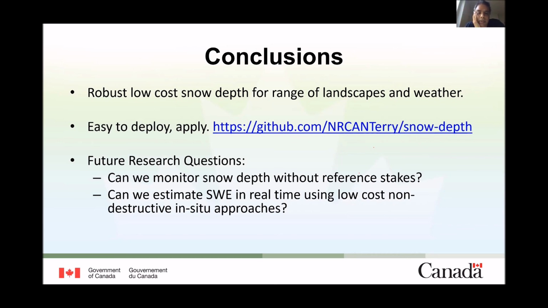The last question is a challenge. Can you estimate SWE using such camera systems? And I will leave this as a challenge, but I think that there are a couple of methods that if you're inventive enough, you may be able to do it in a non-destructive manner.